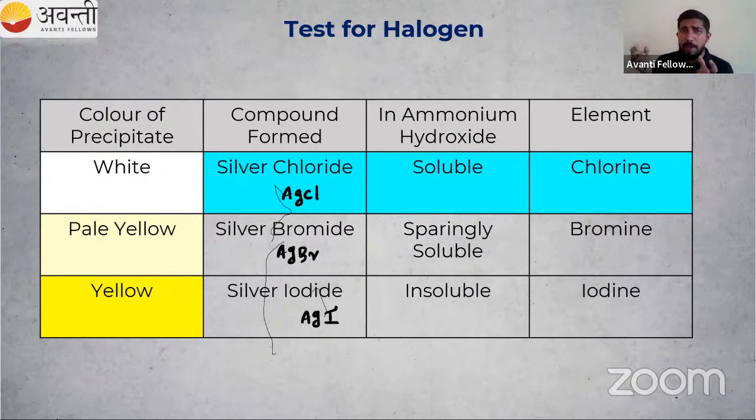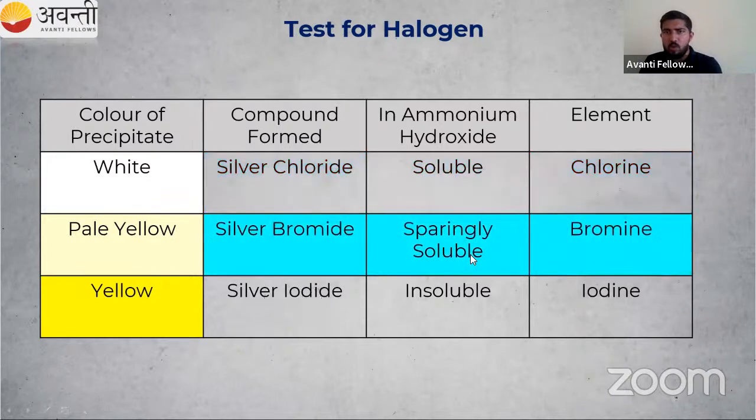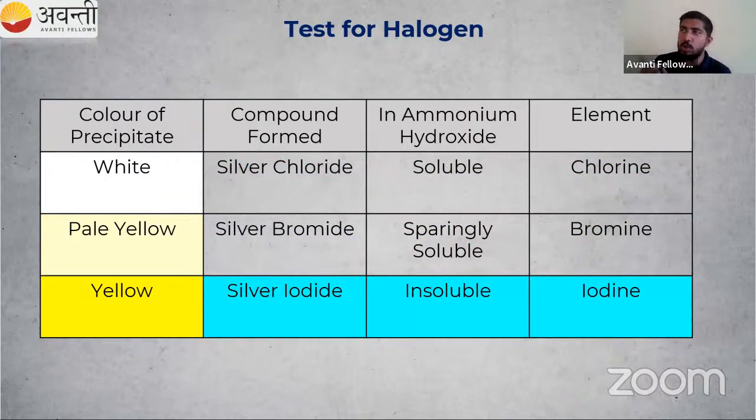Is that clear to you? Based on the color of the precipitate and using ammonium hydroxide, we can test this one. Is that clear? Test for halogen. So pale yellow. Then last one, yellow color. These are the different tests for halogen. So sodium fusion extract, AgX is formed. So chlorine, bromine, iodine. I hope the test for halogen is clear to you.